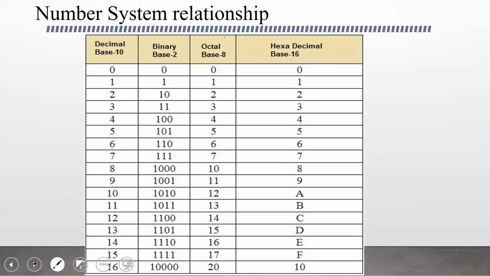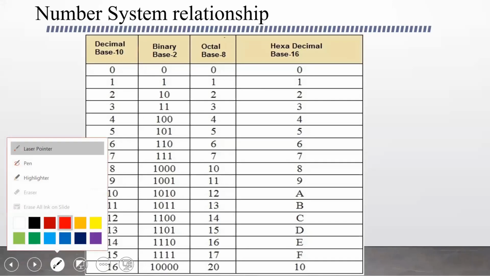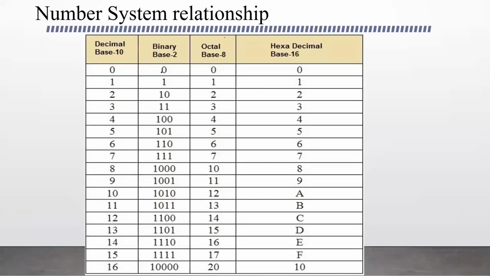So here is the relationship between these number systems, you will see. Okay, 0. Yes, it is binary 00. You can write it as it is, given two digits here. 01. Okay, 00 binary represents decimal 0, octal 0, and hexadecimal 0. 01 in binary represents decimal 1, octal 1, and hexadecimal 1. And the next combination after 01 is 10. It represents decimal 2, octal 2, and hexadecimal 2.